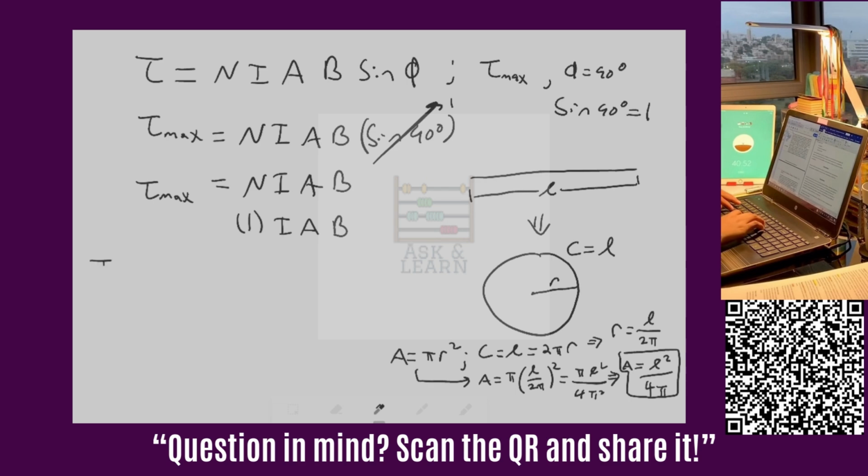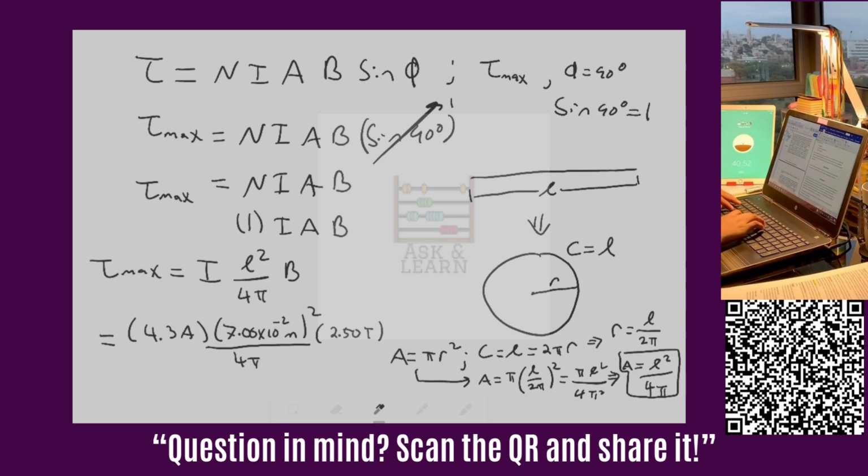Cool. So now I have an expression for the maximum torque, which is what we're trying to find here. And now I know how to express my area in terms of the length. So I'm going to replace A with L squared over 4 pi. And then, of course, I have my magnetic field term here. So I plug all the numbers in that I know because I do know the current. It's 4.3 amps. Remember, I plugged in 1 for my number of turns already. Multiply by 7.00 times 10 to the negative 2 meters all squared. That's the length of our wire. Divide that by 4 pi, and then multiply by our 2.50 Tesla magnetic field.